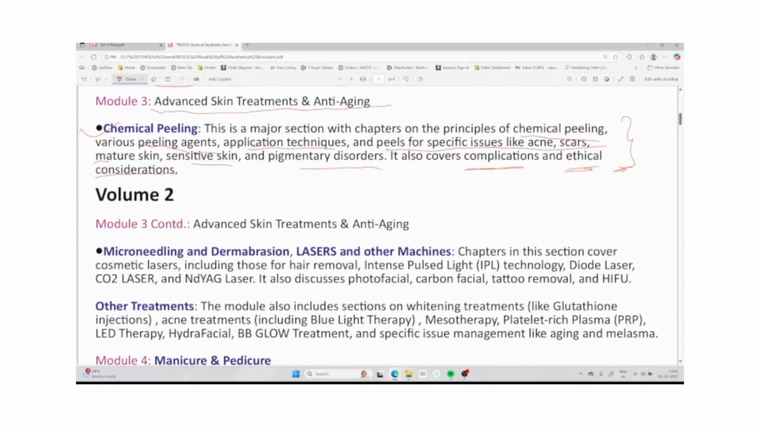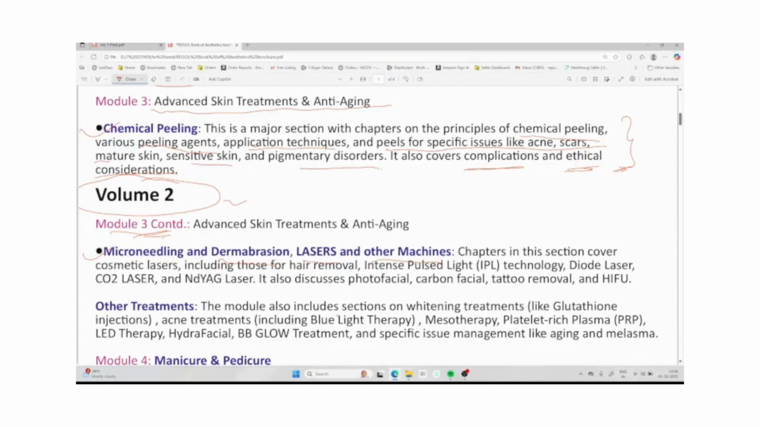And now the volume 2. So this was volume 1, now this is volume 2. Volume 2 will also, as I told you, continue module 3. After the chemical peeling that we saw in volume 1, there will be other techniques like microneedling, dermabrasion, lasers and other machines. So whatever machines are used in the advanced skin treatments are discussed in module 3 of volume 2.